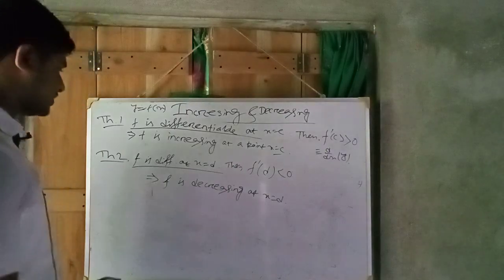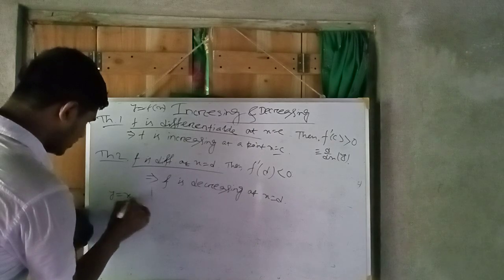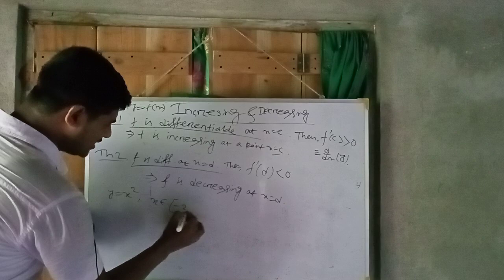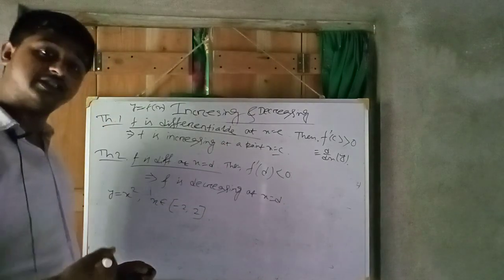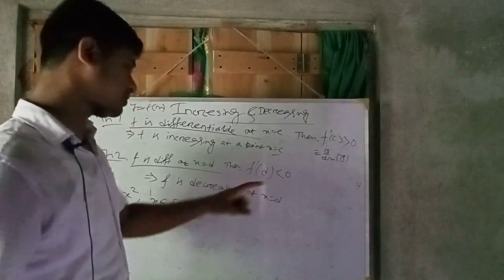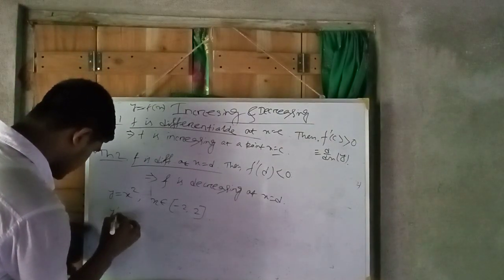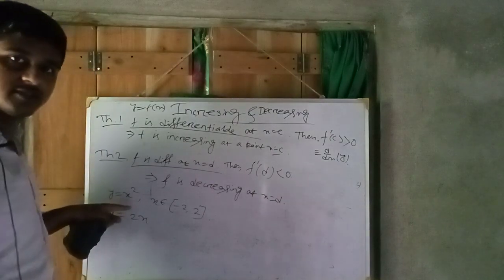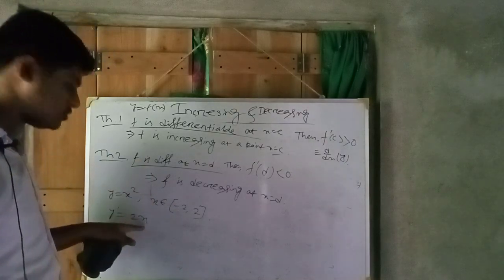Okay, so let's see. As a familiar example, y equals x square, x belongs to minus 2 to 2. So first of all we check the condition like this. The first derivative is needed here. So y dash equals 2x. That is, the derivative with respect to x, the first derivative, y dash equals 2x.